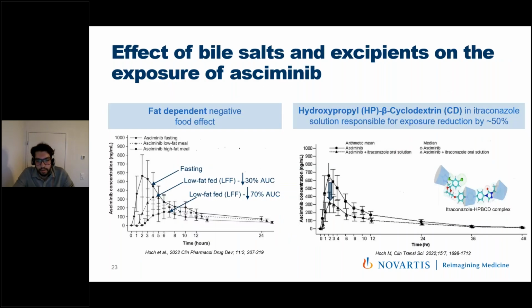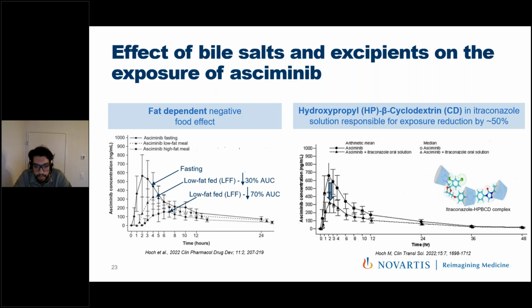Now, some other interesting findings we have included here are about, on the left, the fat-dependent negative food effect that we have significantly observed with this drug. As you see here from the publication by our colleagues, in the fasted state we have the PK profile here, and then you can see the low-fat PK profile as well as the high-fat PK profile.